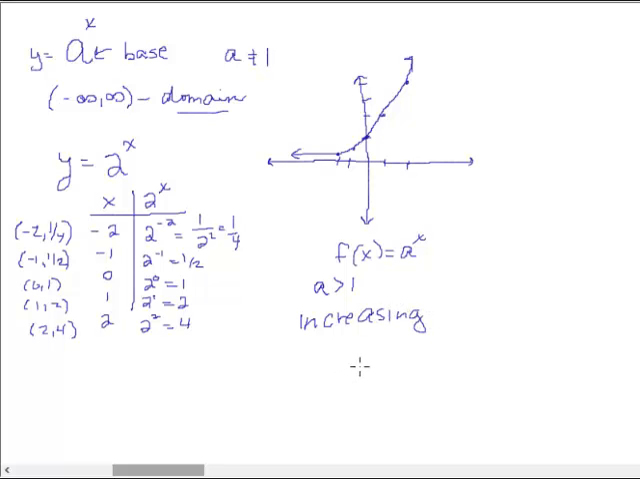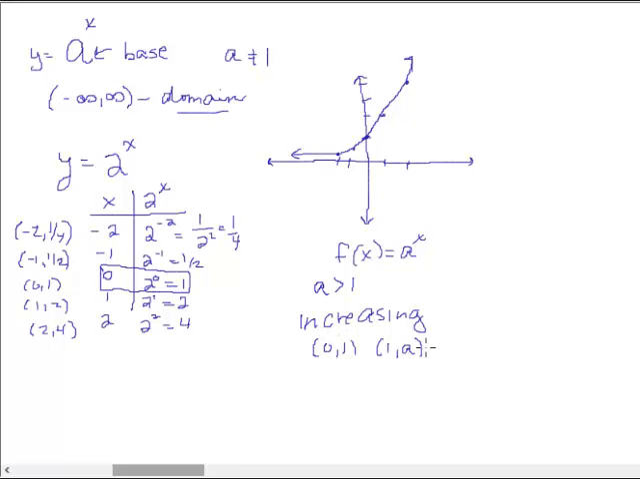The graph will always include the points 0, 1, and 1, a, whatever a is. You can see that over here. Here is our 0, 1 point. Whenever I plug 0 in for x, since any number to the 0 power is 1, I can say that 0, 1 will always be on the graph.